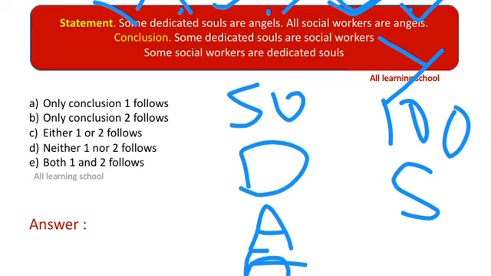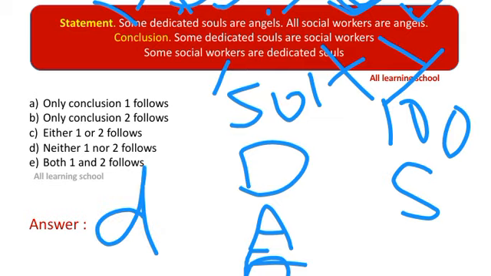Now look at the second conclusion. Some social workers are dedicated souls. Social workers from the second statement, dedicated souls from the first statement, it also needs merging, but according to the rule these two statements cannot be merged, so it will also not be followed. It will also be wrong, so no conclusion will be followed. Option D will be the correct option. In this question no conclusion will be followed.